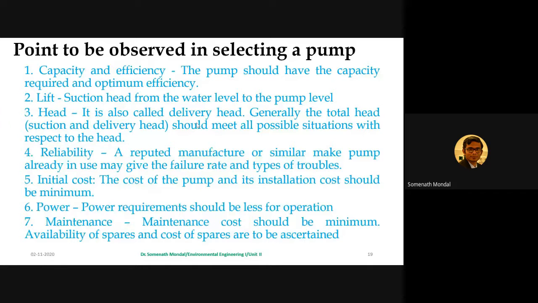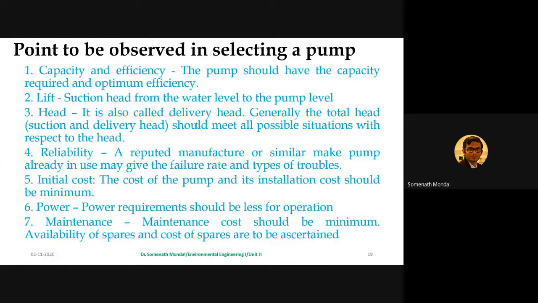Second one is lift. The suction head from the water level to the pump level is very important, and how much lift is required is the key point to choose the basic category of a pump. Next is head. It is also called delivery head, which is required. Generally the total head, suction and delivery head, should meet all possible situations with respect to the head.